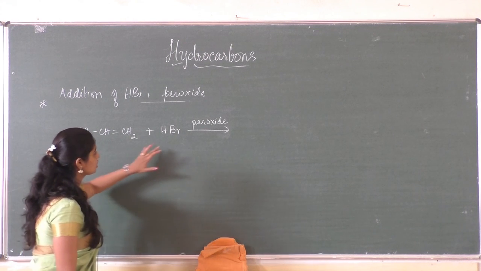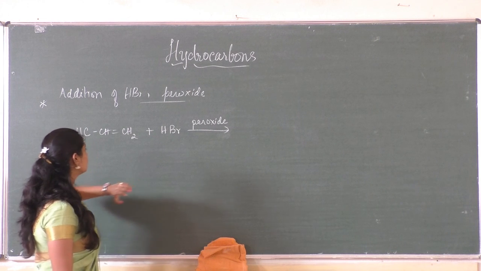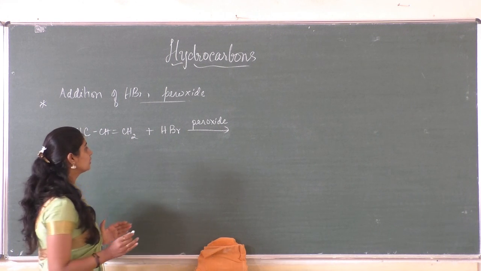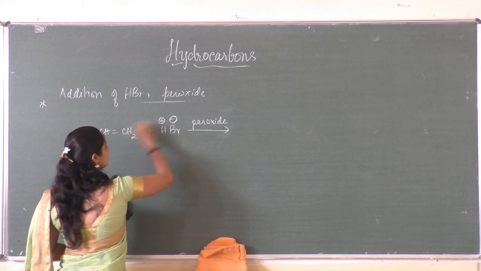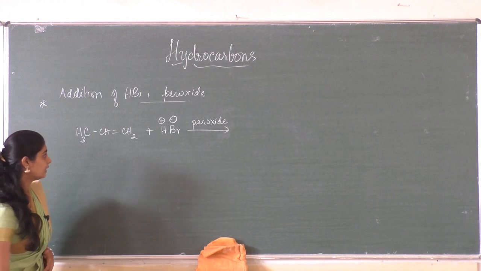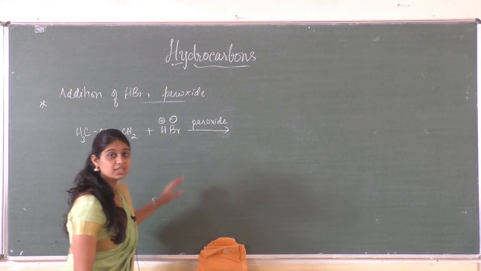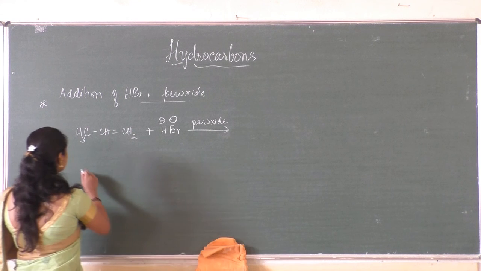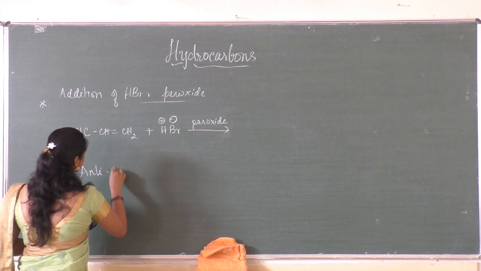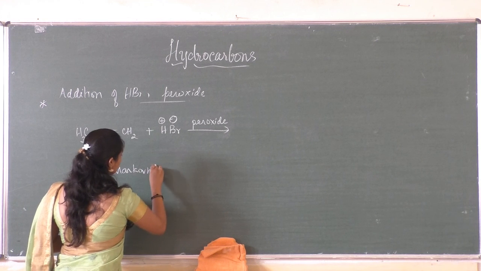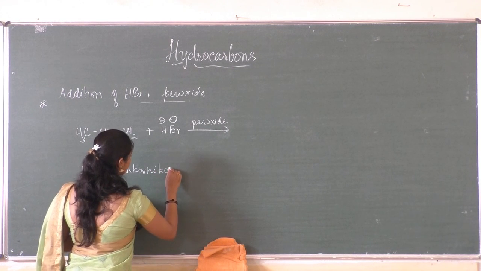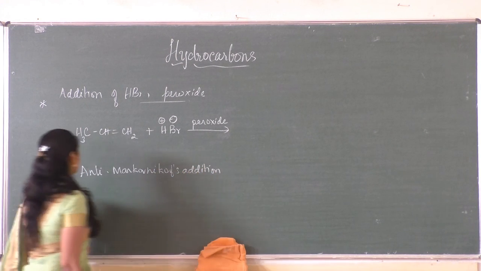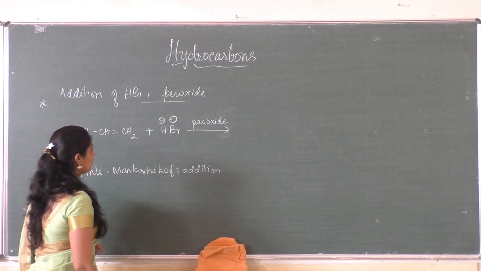Instead, the negative part will be attaching to the other carbon. The actual rule was that according to Markovnikov's rule, the negative part of the unsymmetrical reagent adds to the carbon atom which consists of the least number of hydrogen atoms. But here the addition takes place contrary to Markovnikov's rule. Because of that reason, this addition is called anti-Markovnikov's addition.